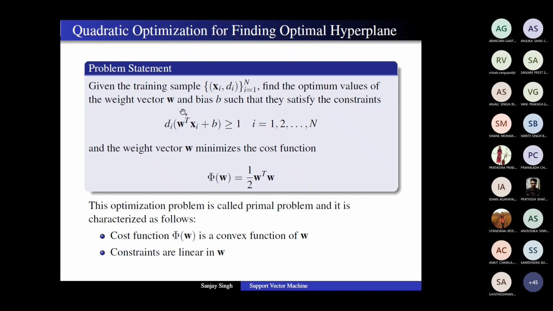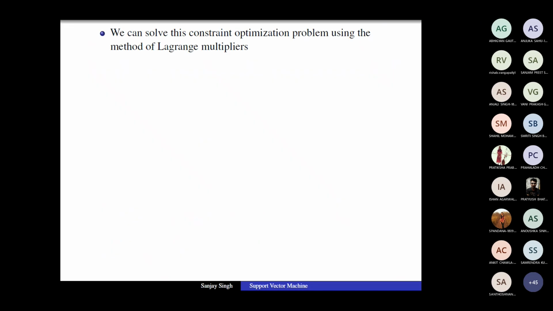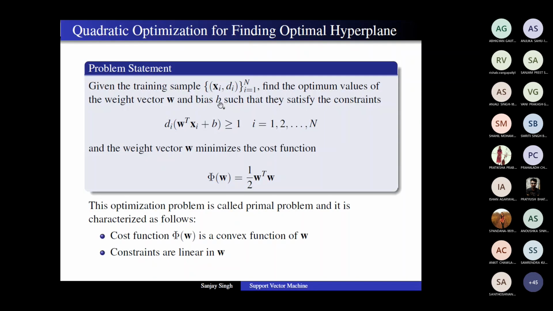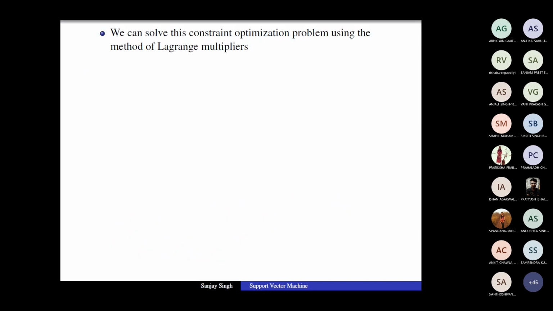Now the constraints are linear. This is W^T X, so the constraints are linear in W. So we can solve this constrained optimization problem using the method of Lagrange multipliers. Basically we want to minimize this subject to this constraint. If that is the case, we have no option but to apply the Lagrange multiplier to transform this constraint optimization problem into an unconstrained optimization problem.